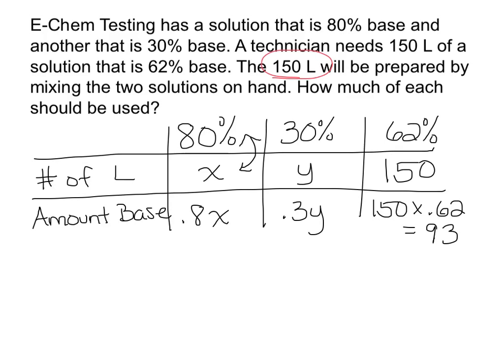Now we can establish our two equations. From the first row, we have x plus y equals 150. The second row, 0.8x plus 0.3y equals 93. Now we can use either substitution or elimination to solve this problem. I have chosen elimination, and now let's look at how we can solve it.